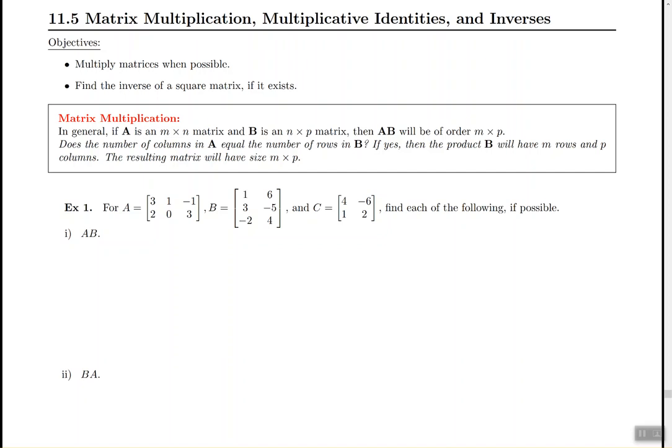In this final section, 11.5, we will talk about matrix multiplication. We will talk about multiplicative identities, meaning the identity matrix in the multiplication world. And finally, we'll mention a little bit about inverses.